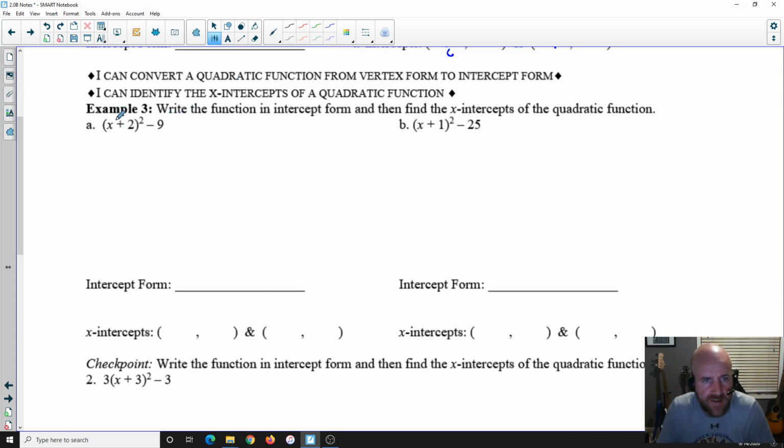So first thing we need to remember, (x + 2) quantity squared, what that really means. That really means (x + 2) times (x + 2). So we have to multiply that together. This negative 9 is still hanging outside. We'll deal with that later. So multiplying these together should give us x squared plus 4x plus 4. And then we're going to subtract that 9, so we end up with a negative 5 for our c value in the standard form.